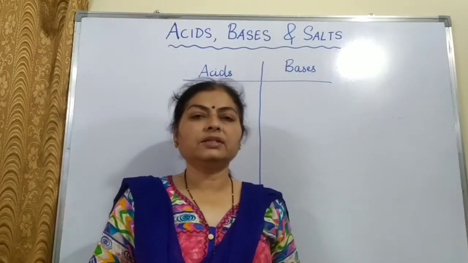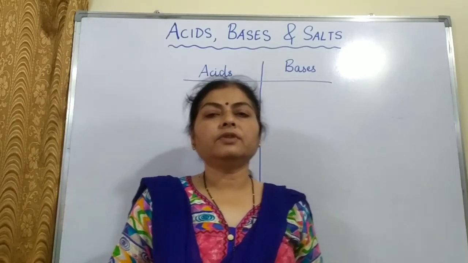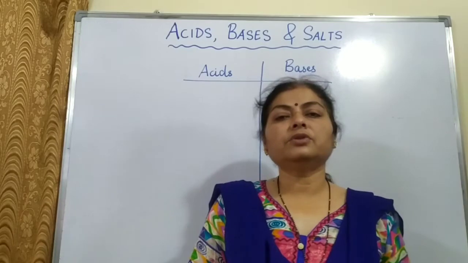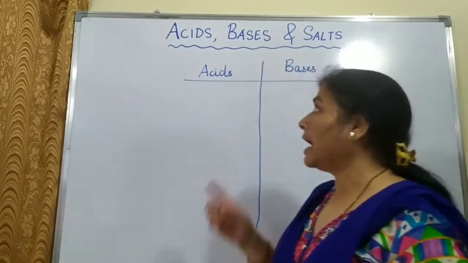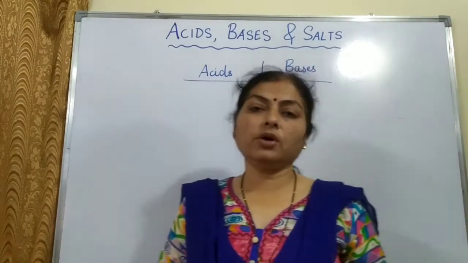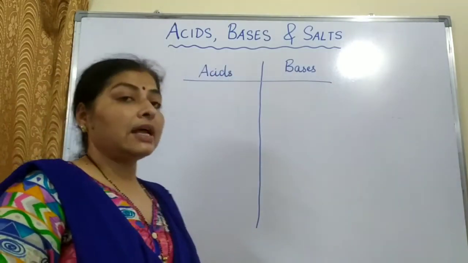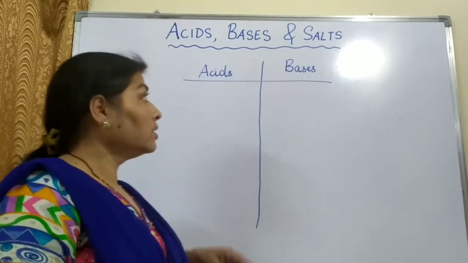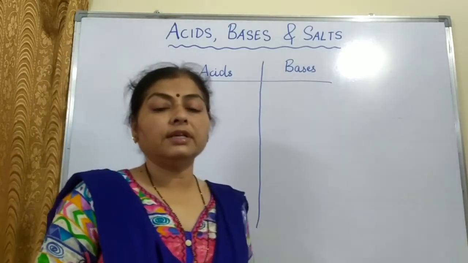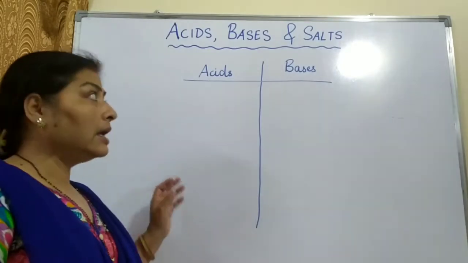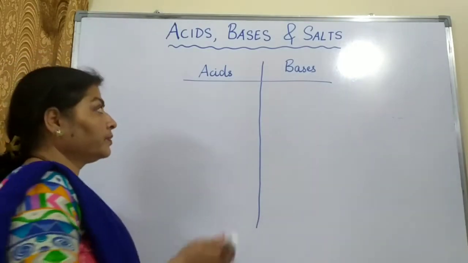Hello dear students. After the completion of the first chapter, chemical reactions and equations, today we are going to start with the next chapter, acids, bases and salts. So let us see the first two terms, acids and bases. In the lower classes you have studied some basic concepts about acids and bases. Let us recollect all those.